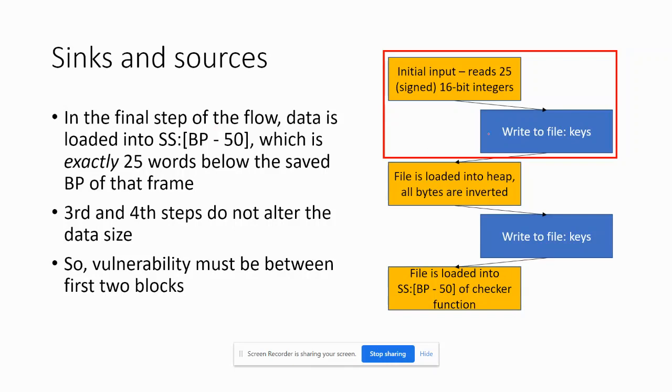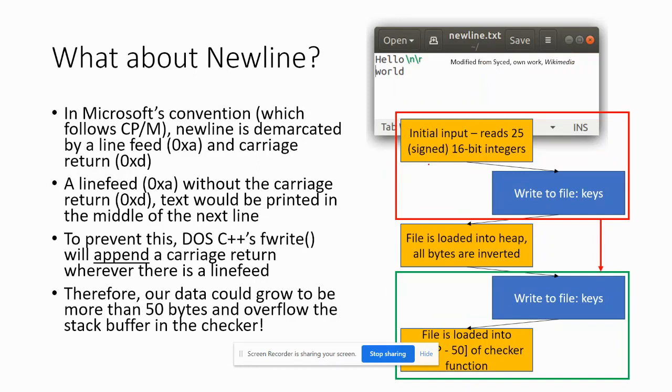In the final step of this data flow here, we have a load into BP minus 50, which is exactly 25 words below the saved BP of that frame, right? That's BP minus 50. But we notice here that the third and the fourth blocks, here's three and here's four, these don't really change the size of our file, right? Initially, our data essentially should be 50 bytes, but if it's not, then this won't change it anymore. And if it is, it won't make it any larger. It's just a byte-wise inversion. It's not going to change the size. So the vulnerability must be in this first part here, where we read and write to that file. And indeed, we find that this is the case.